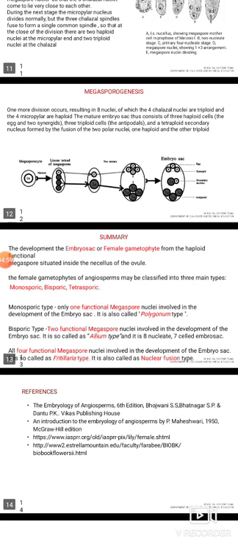Tetrasporic: all the 4 functional megaspore nuclei are involved in the development of the embryo sac, and it is known as the Fritillaria type, and it is also called the nuclear type.